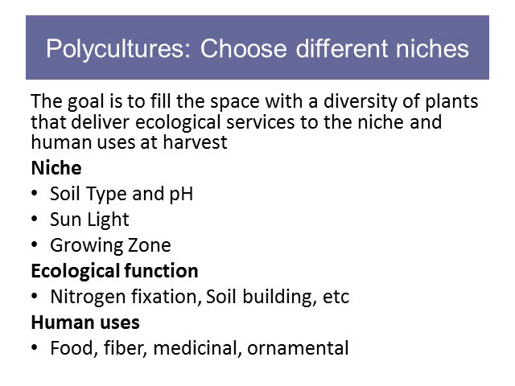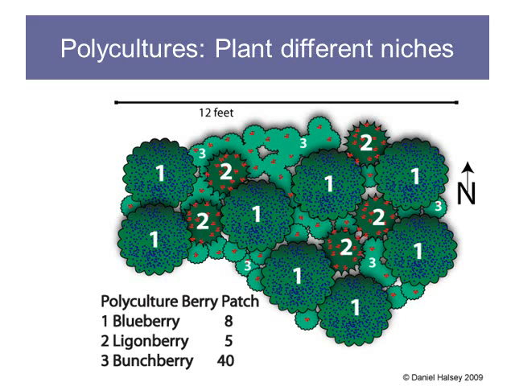So for polycultures, you want to choose multiple niches. If you want to grow multiple species together, you need to make sure that the niches are not overlapping, because we saw before that overlapping niches would cause competition. You need to think about soil type and pH, sunlight, growing zone, and what the different plants need. Are they adding to the soil, through nitrogen fixation or soil building? Also, how do humans use them, for food, fiber, etc.? Think about those pieces. So this is just the concept of a polyculture.